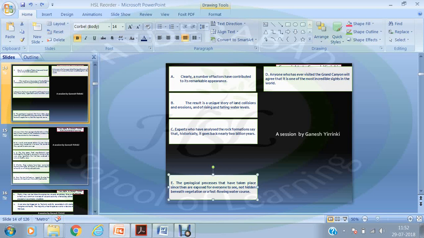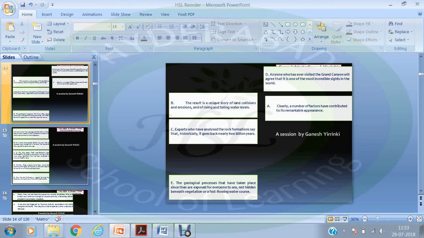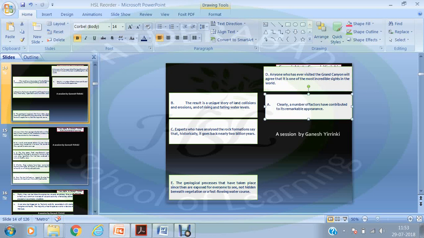So if B cannot come and E cannot come, then between A and C, which one can share a better relationship with the first one? "So clearly a number of factors have contributed to its remarkable appearance." Remarkable appearance refers to what? I told you, once you get the first sentence, read for meaning, read for tone, read for how it ends. It ends with incredible sights. It is one of the incredible sights, and many factors have contributed to its remarkable appearance. Remarkable appearance is a reference to the incredible sight. That's how it establishes a link with the previous sentence.